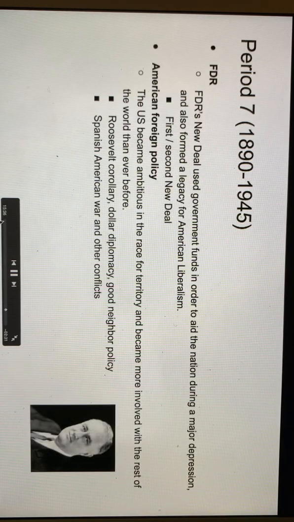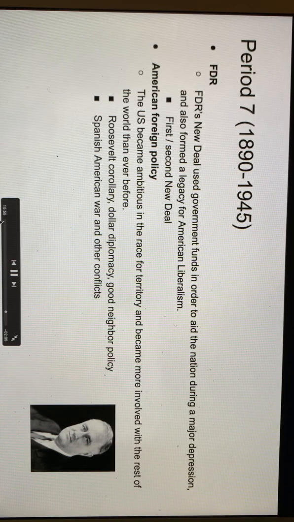Franklin Delano Roosevelt's New Deal used government funds in order to aid the nation during a major depression. It also formed a legacy for American liberalism. This includes the first and second New Deal, which include hundreds of changes such as the Tennessee Valley Authority, the Civilian Conservation Corps, the Civil Works Administration, and many others which can still be seen in government in action today.